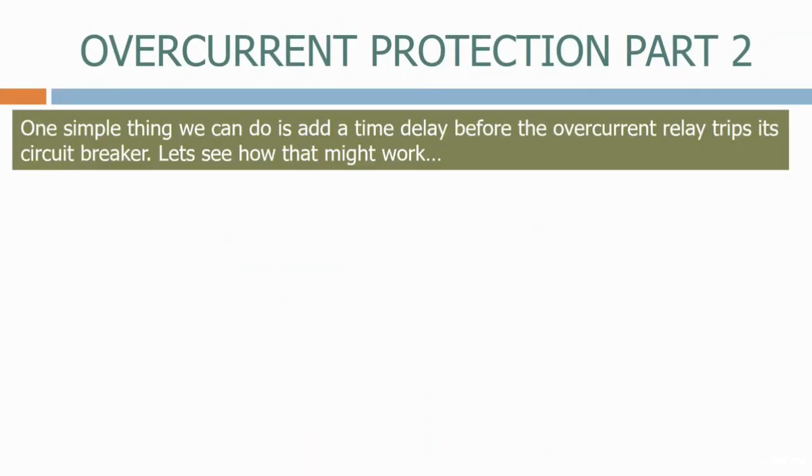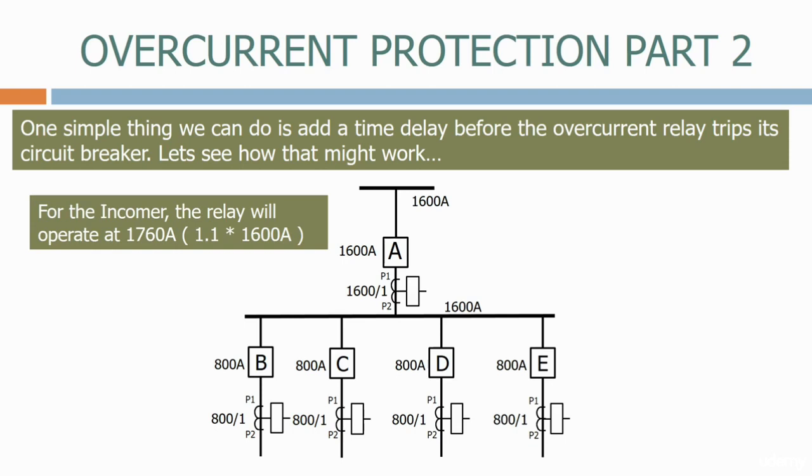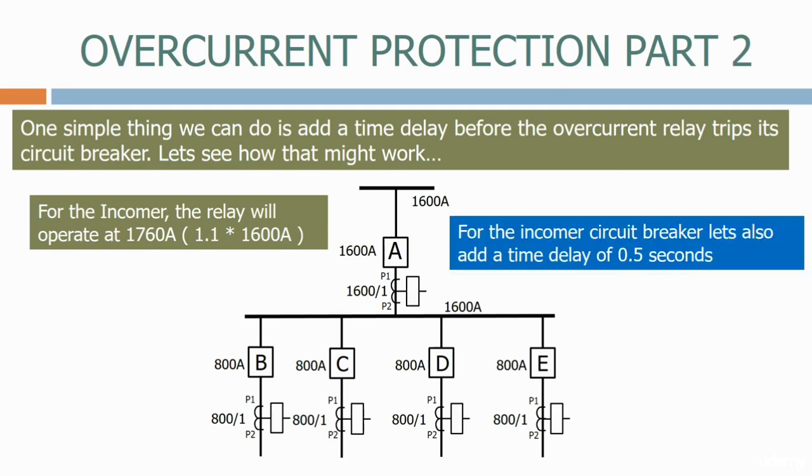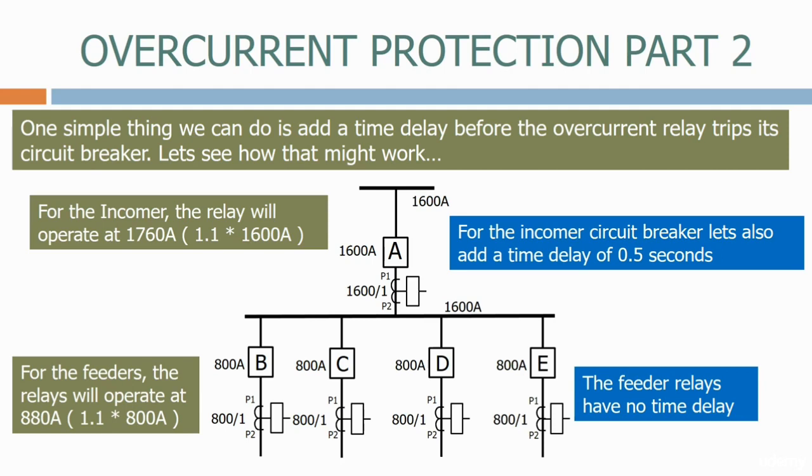One simple thing we can do is to add a time delay before the overcurrent relay trips its circuit breaker. Let's see how that might work. Here's our circuit from before. Let's do the settings now. For the incomer, the relay will operate at 1760 amps as before. But this time, for the incomer circuit breaker, let's also add a time delay of 0.5 seconds. For the feeders, the relays will still operate at 880 amps. The feeder relays will have no time delay.